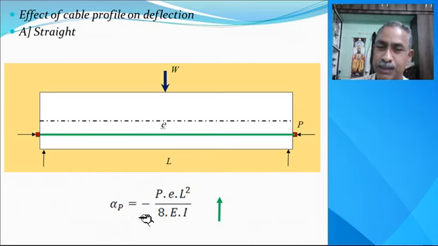So alpha P is equal to minus prestressing force P multiplied by e, that is the moment due to the prestressing force, into L square, the square of the span, divided by 8 EI. This is the deflection due to the prestressing force, which is negative, that is, in the upward direction.